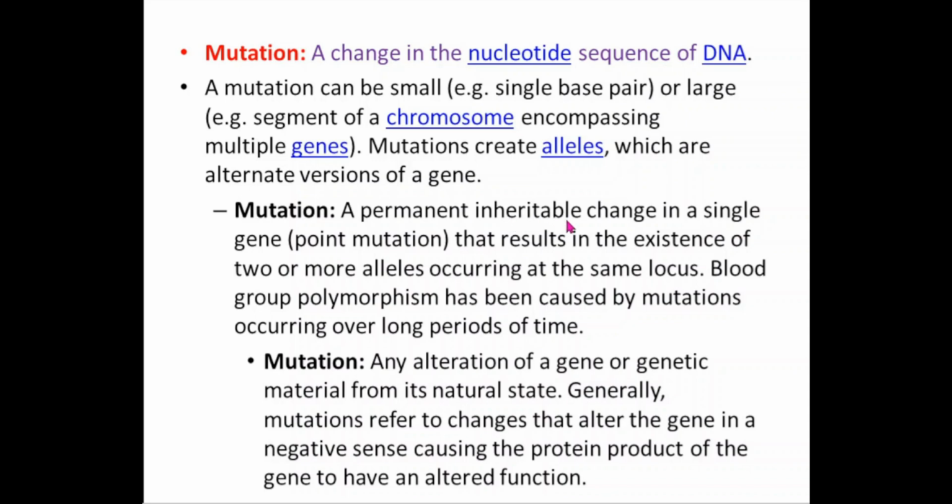A permanent inheritable change in a single gene is a point mutation. We call it point because it is on only one gene, or a single gene. That results in the existence of two or more alleles occurring at the same locus. Blood group polymorphism has been caused by mutations occurring over long periods of time. So there are different alleles for blood groups. It is believed that they come from this process.